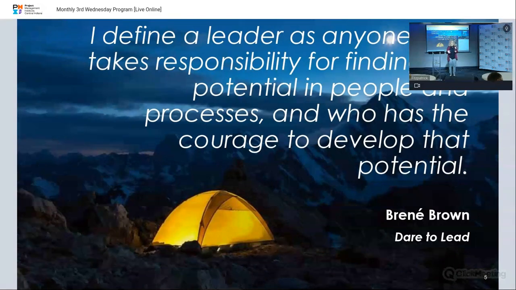She says, I define a leader as anyone who takes responsibilities for finding the potential in people and processes, and who has the courage to develop that potential.